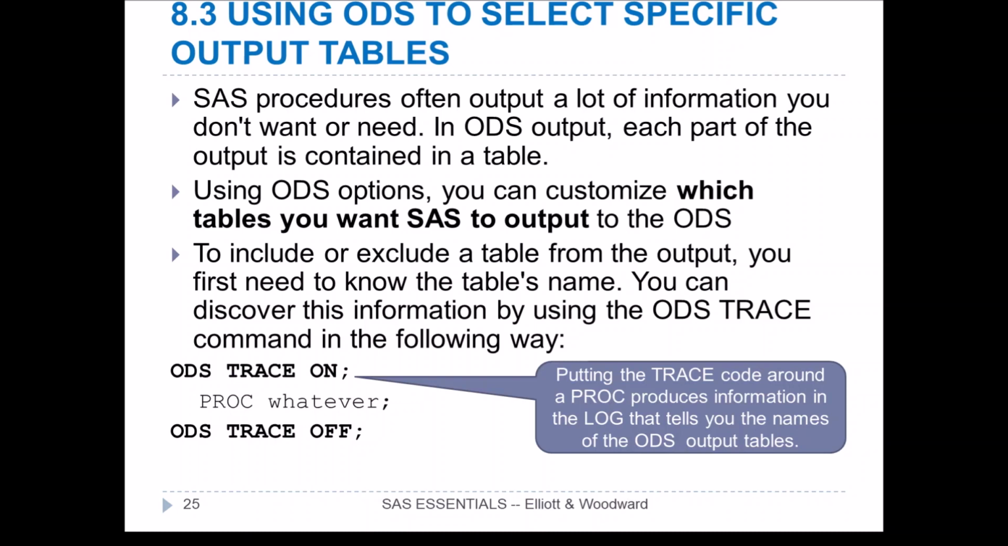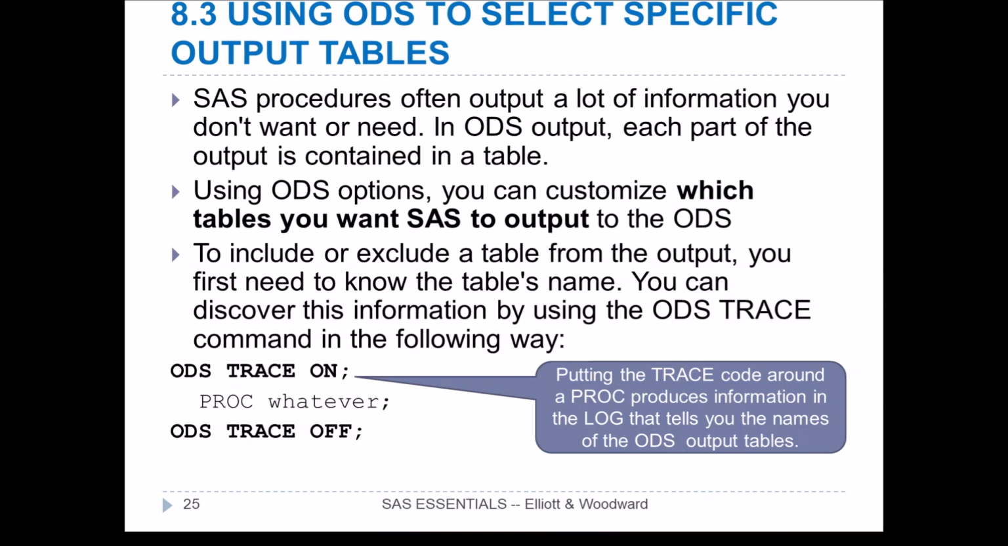Now let's look at using ODS to select specific output tables. SAS procedures allow us to output a lot of information. When we do a proc something, SAS may produce one table, it may produce 10 or 15 tables, but oftentimes we don't really want all those tables, particularly if we're going to do the same analysis on 50 different variables or something like that. We don't want 500 tables to look at. So we can limit the number of tables that SAS outputs for a specific proc.